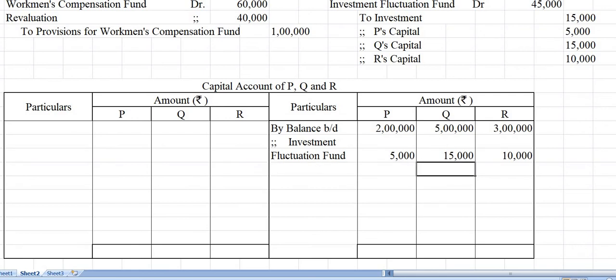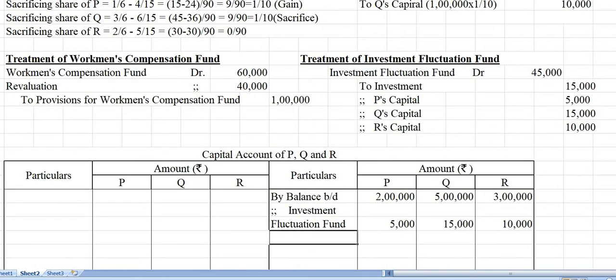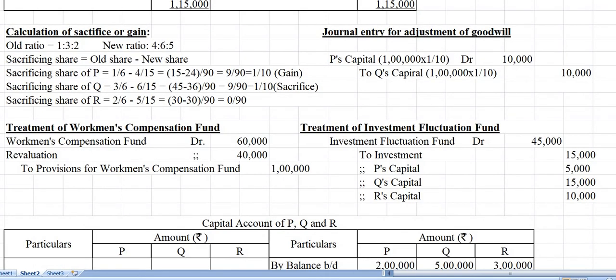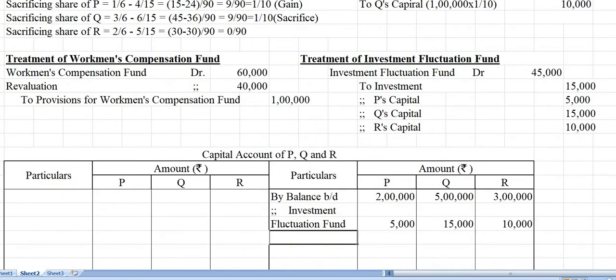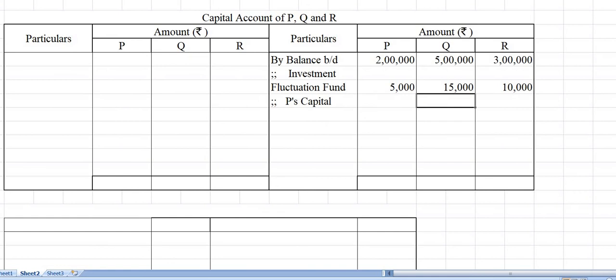here goodwill we have to write in Q's capital account. We will write by P's capital. So by P's capital in Q's column 10,000. Okay, then like that in Q's capital account in P's column we will write to Q's capital 10,000.